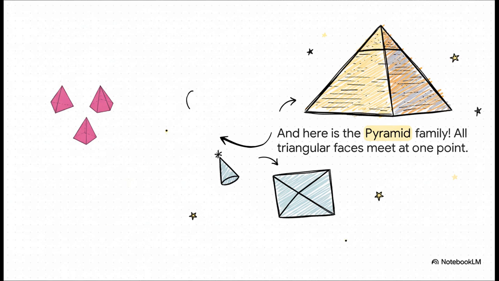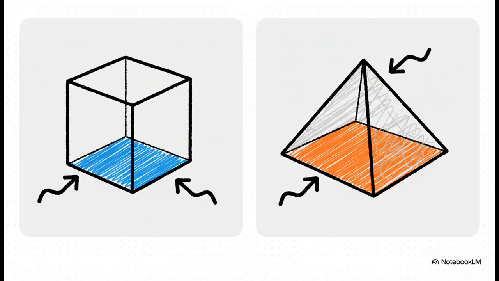A pyramid is different. It only has 1 base, and all its other faces are triangles that all climb up to meet at a single pointy top. We call that the apex. Just think of the huge pyramids in Egypt. That's exactly it.